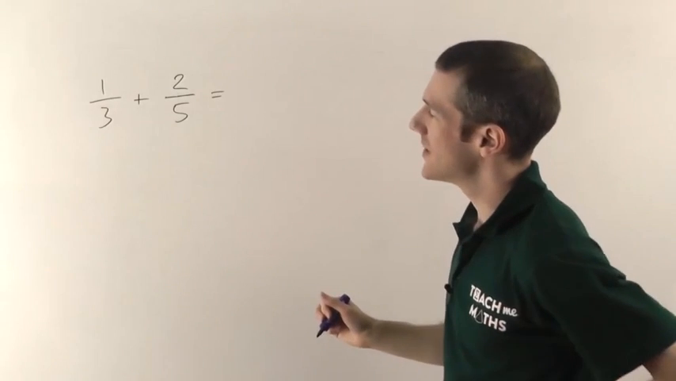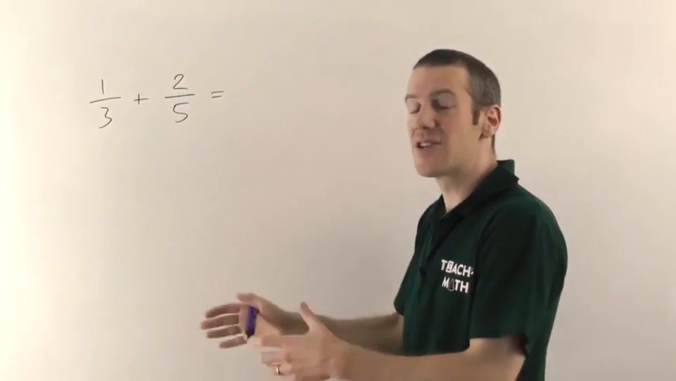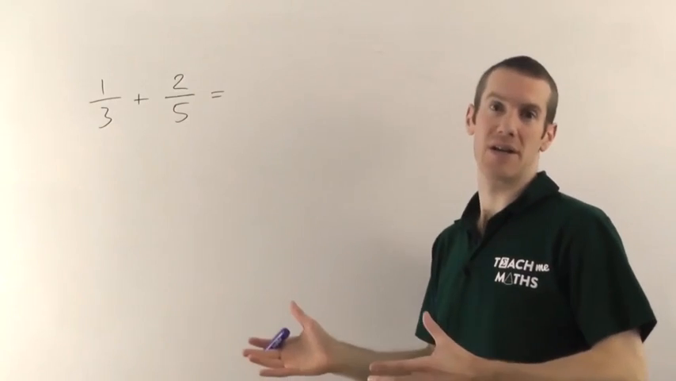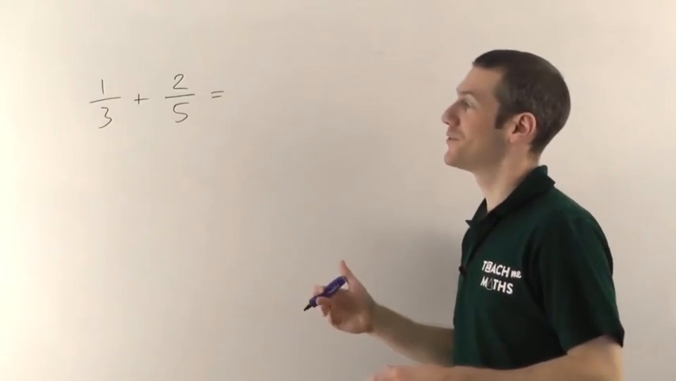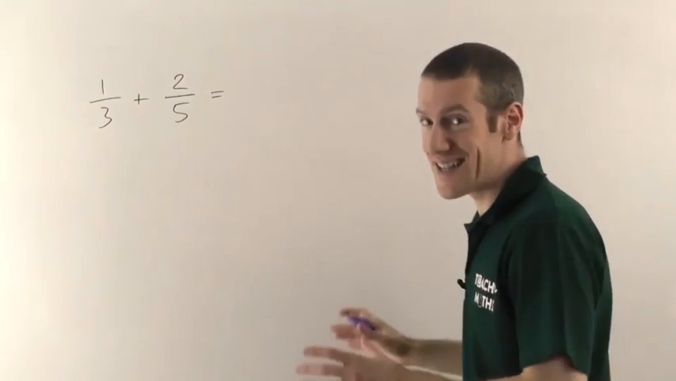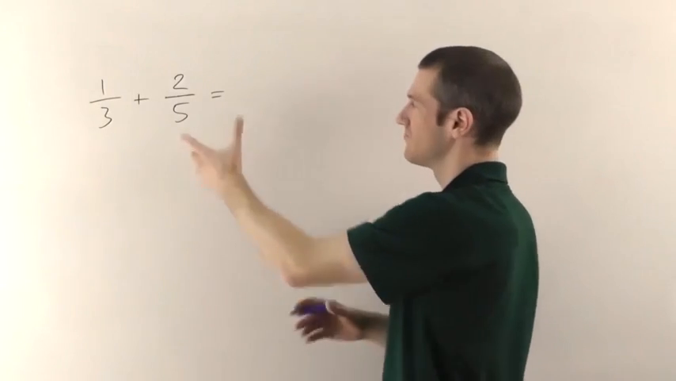Well, the short answer is that the number on the bottom that you want to change these into, the kind of slice you want to go for, should be what's called the lowest common denominator. You may remember that from school. Sometimes it's called the lowest common multiple, but whatever you call it, essentially it's the smallest number that's in both these times tables. Let me show you what I mean.